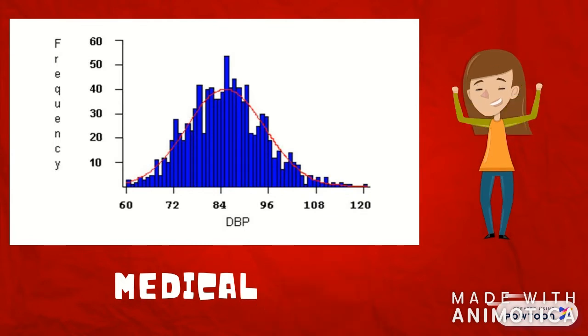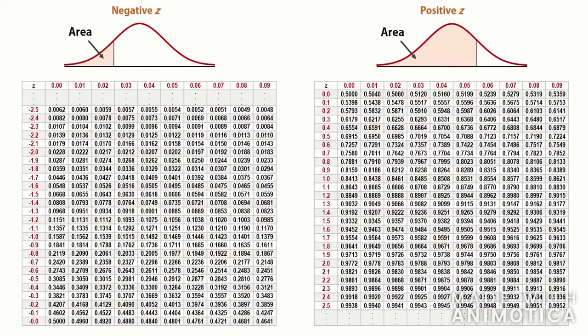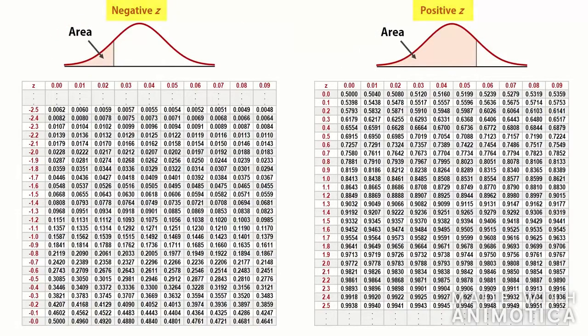The histogram above gives us a simple description of where most values are to be found. The standard normal distribution has a mean of 0 and a variance of 1 and is shown in the histogram. Tables we will be using are the less than cumulative tables. They usually have the left tail of the distribution shaded and also have positive and negative parts.